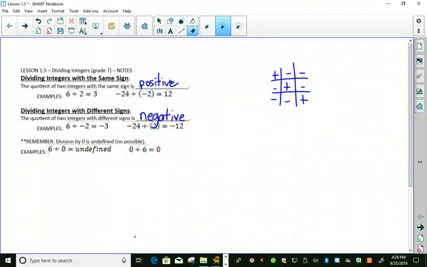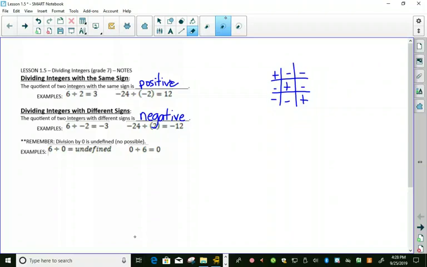And they have examples here. Positive 6 divided by 2 equals 3. Negative 24 divided by negative 2 equals positive 12. And then in the second one, 6 divided by negative 2 equals negative 3. And negative 24 divided by positive 2 equals negative 12. Again, you should be saying negative with those negative signs and not minus because they are negative values.